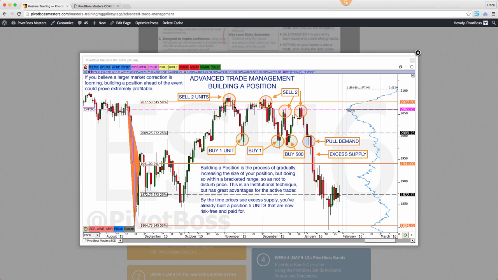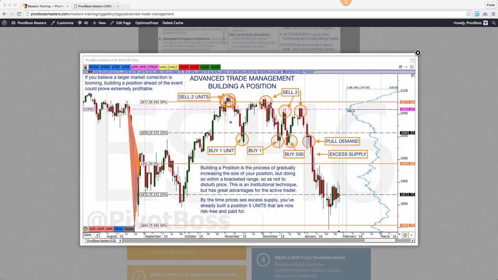You have to be able to do some at one level and just do it within a bracketed range, right? So back in the day, again, building a position, if at an institution they say, hey, we got to sell the ES because we believe a larger correction is coming. So let's gradually build a position of, say, 10,000 contracts, right? So instead of selling 10,000 contracts here, they might sell 2,000. Let's sell 2K. And then when price drops, let's buy back 1K, right? So here's a basic 2-to-1 type of scenario.